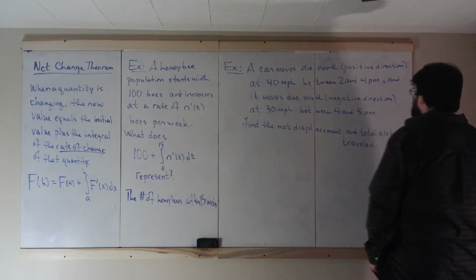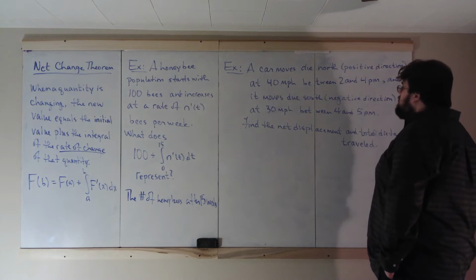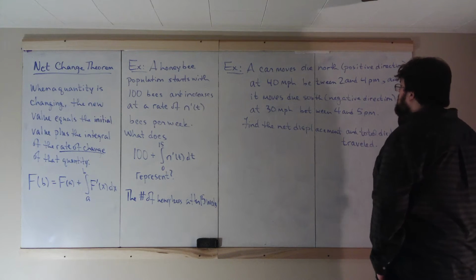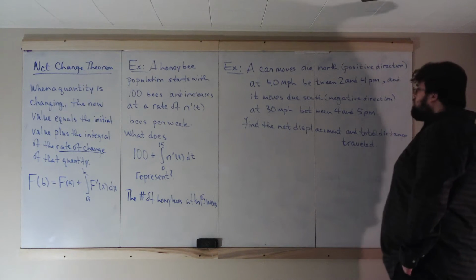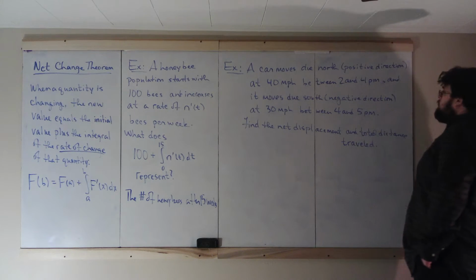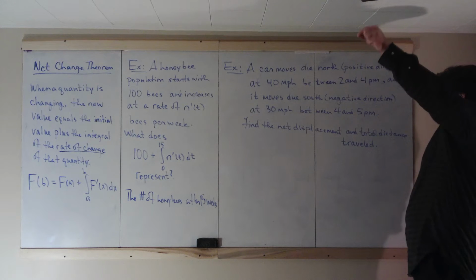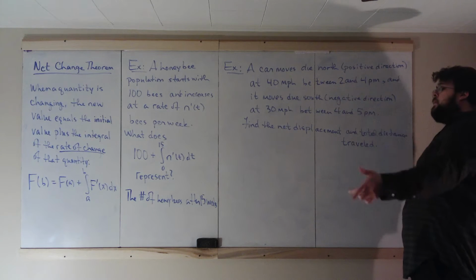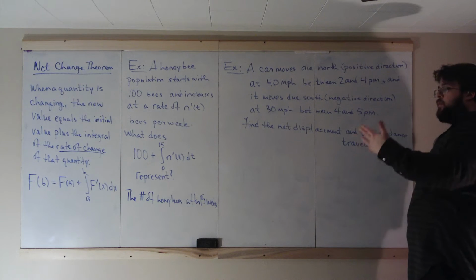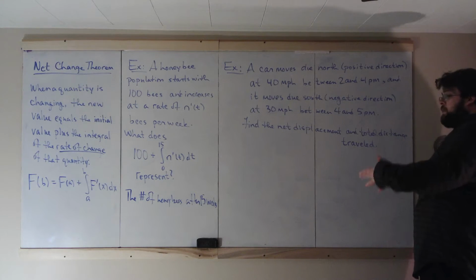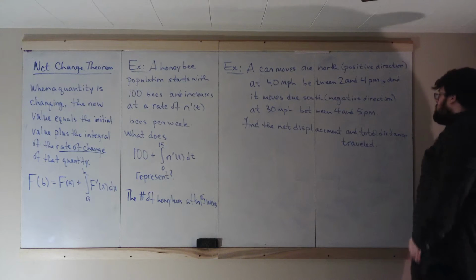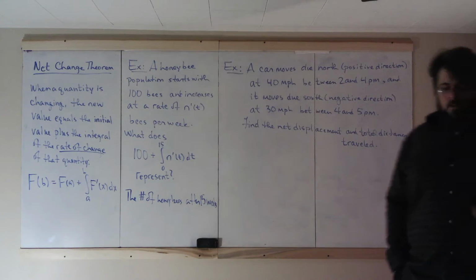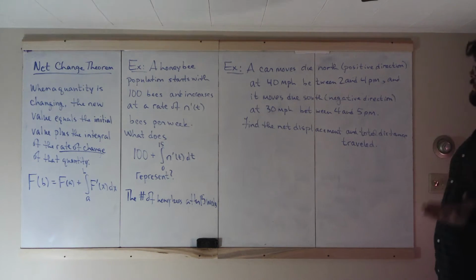The car moves north 40 miles per hour for 2 hours, so it goes 80 miles north. Then it moves south 30 miles per hour for 1 hour, so it goes 30 miles south. So you go 80 miles, then 30 miles. Overall, you've moved 50 miles from your initial point. That would be the net displacement. Total distance traveled would be 80 plus 30, 110. But we can interpret this using calculus.